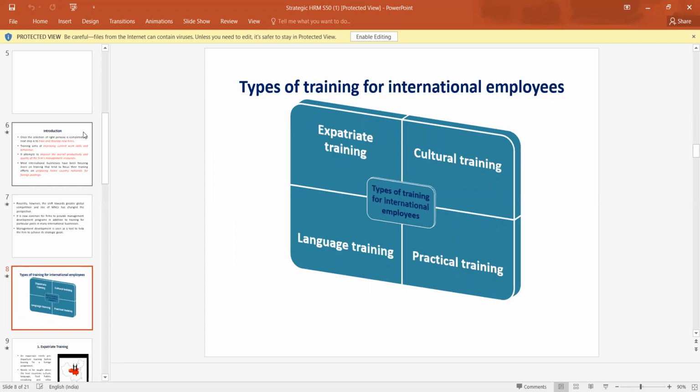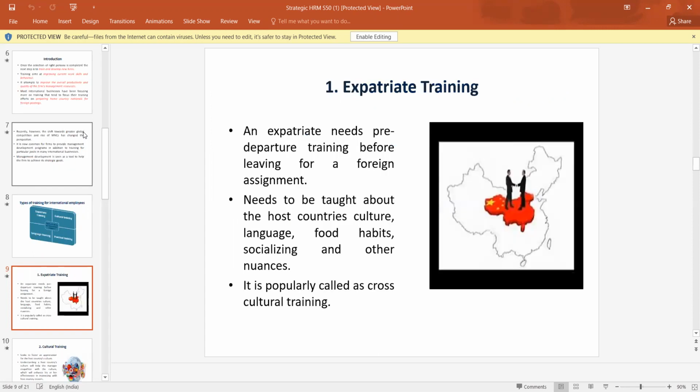Types of training for the international employees: expatriate training, cultural training, language training, practical training. Expatriate training: an expatriate needs pre-departure training before leaving for a foreign assignment. He needs to be taught about the host country's culture, language, food habits, socializing, and other nuances. Expatriate training is popularly called cross-cultural training.